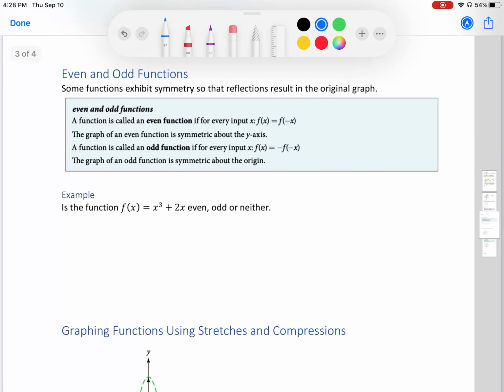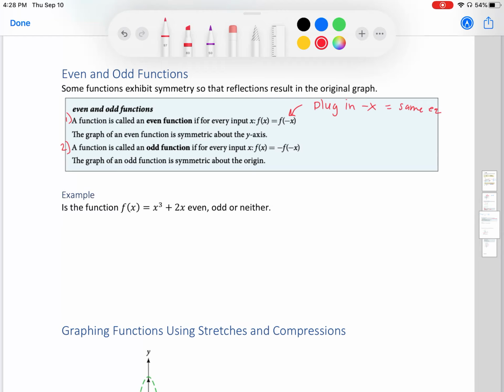Even and odd functions. Sometimes functions exhibit symmetry so that reflections result in the original graph. A function is called an even function if for every input x, f of x equals f of negative x. So this is saying if you plug in a negative x, your answer is the same equation. If that happens, we say our function is even.